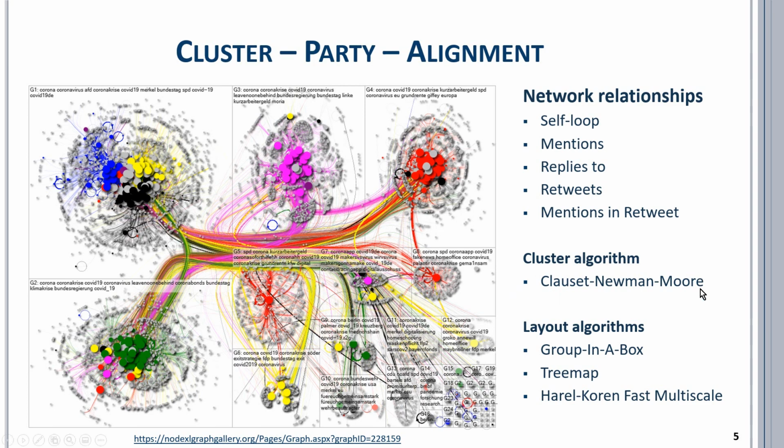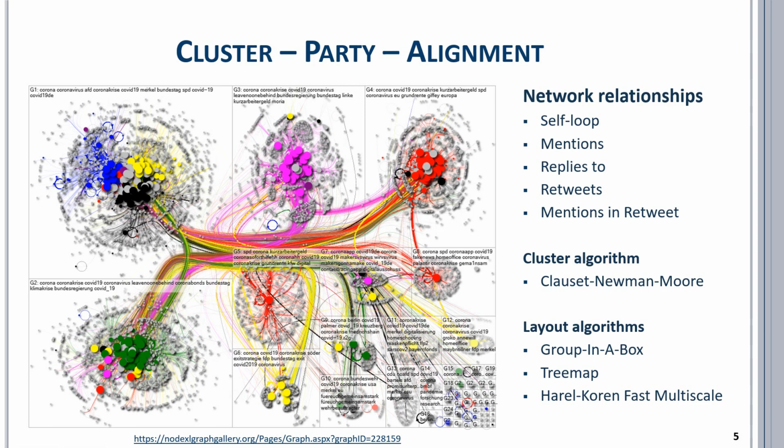The cluster algorithm used throughout these analyses is Clauset-Newman-Moore. And on this map, we have 3 layout algorithms in place. The group in a box layout, and these boxes are laid out as a tree map, which means the largest cluster is laid out in the top left corner and the smallest cluster in the lower right corner. And within these boxes, the vertices are laid out with Harel-Koren fast multi-scale layout.